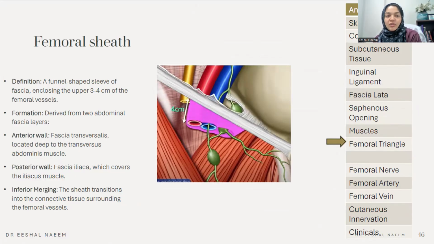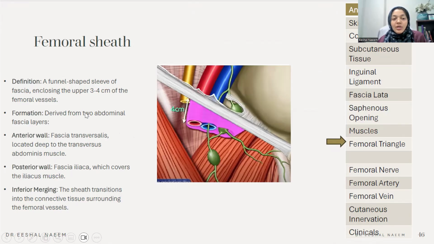Now there's a femoral sheath. What's the femoral sheath? The femoral sheath is a funnel-shaped sleeve like a stocking, enclosing the upper 3 to 4 centimeters of the femoral vessels. It's derived from two abdominal fascial layers. Anteriorly, it's derived from the fascia transversalis, which is located deep to the transversus abdominis muscle. And posteriorly, it is derived from the fascia iliaca, which covers the iliacus muscle.